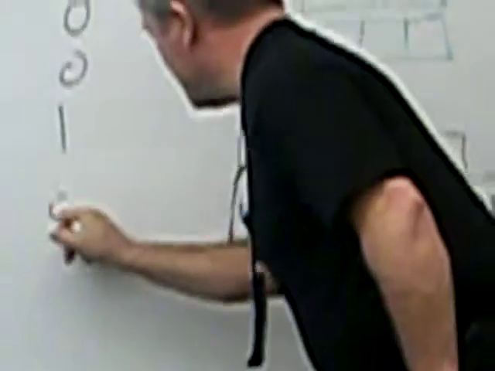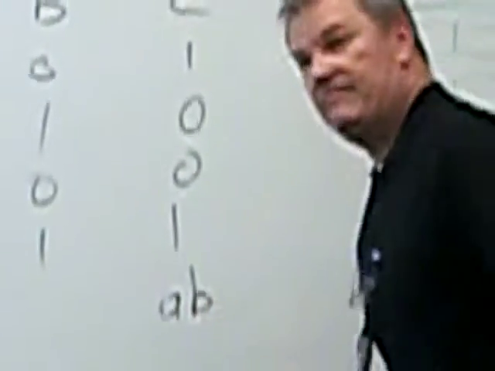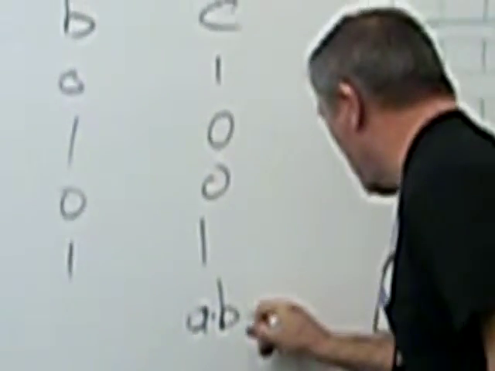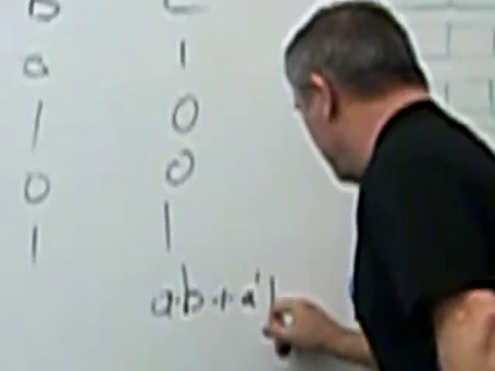Or A naught, B naught. Agreed? Okay, so what's the actual equation? It's A, B, A and B, right? Or A naught B naught. Now, what does the negation of that do?